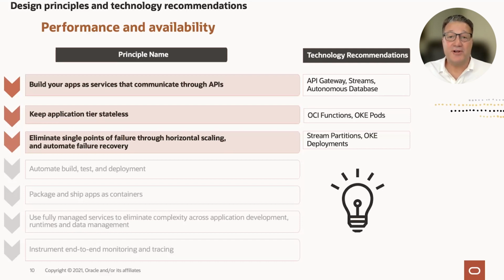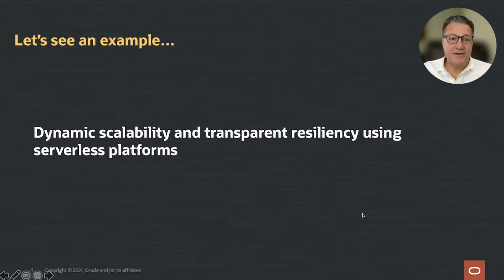On the infrastructure side, robustness and self-healing should be expected. From a development standpoint, you should take advantage of the underlying infrastructure, automation, and resiliency to implement application robustness with minimal dev effort. So let's see an example of dynamic scalability and transparency.